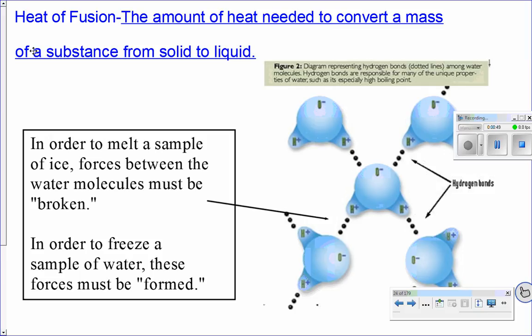If we think about a sample of ice, in order to melt that ice, we have to break these intermolecular forces. These little, what we call hydrogen bonds, which we'll talk about later, hold ice in its crystalline formation. In order to turn ice into liquid water, those have to be broken. In order to freeze a sample of liquid water, these new forces must be formed, and the exact same amount of energy is involved in that transition.